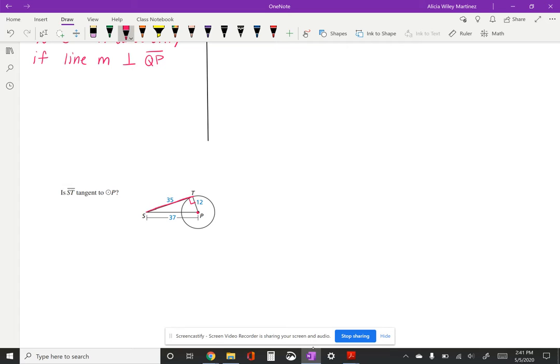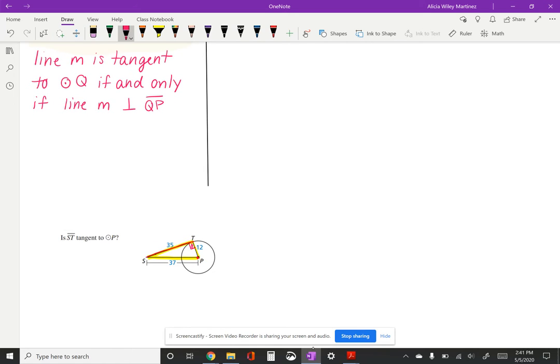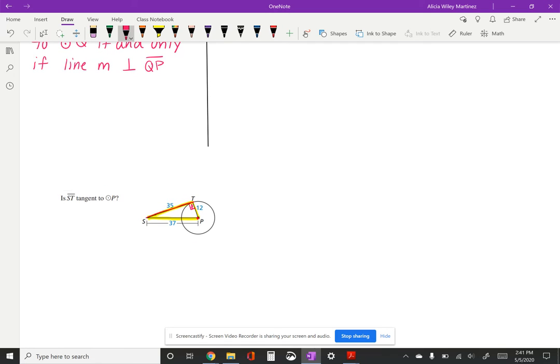Well, let's determine if this triangle that we see here is a right triangle. Because if it is a right triangle, then we can definitely say that, yes, this is a right angle here, and therefore ST is tangent. Because as long as ST is perpendicular to our radius, we can say that that line is tangent to the circle. So the way that we can determine if this is a right triangle is to use the Pythagorean theorem. The Pythagorean theorem states that as long as a leg squared plus another leg squared equals the hypotenuse squared, then we know that the three side lengths make a right triangle.